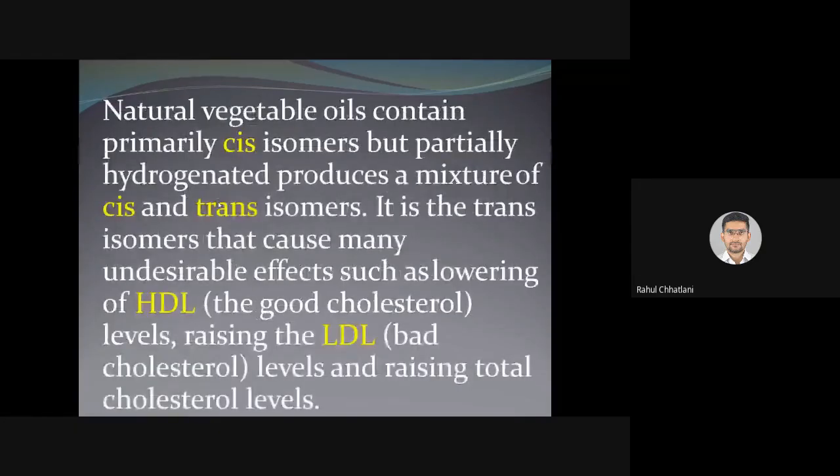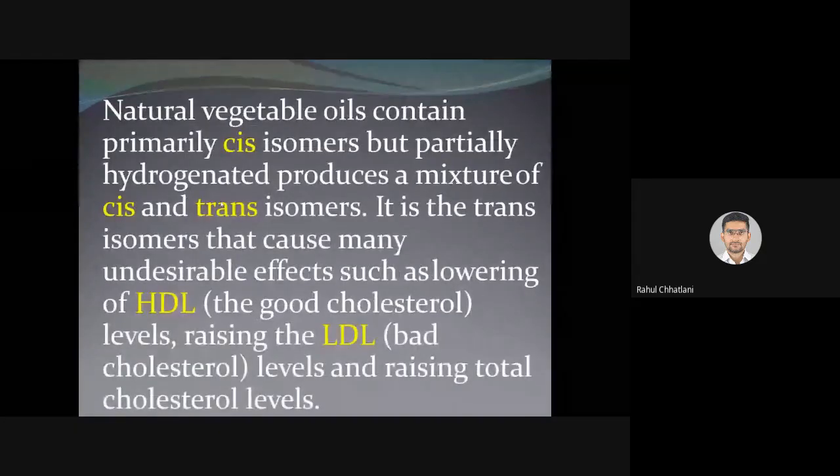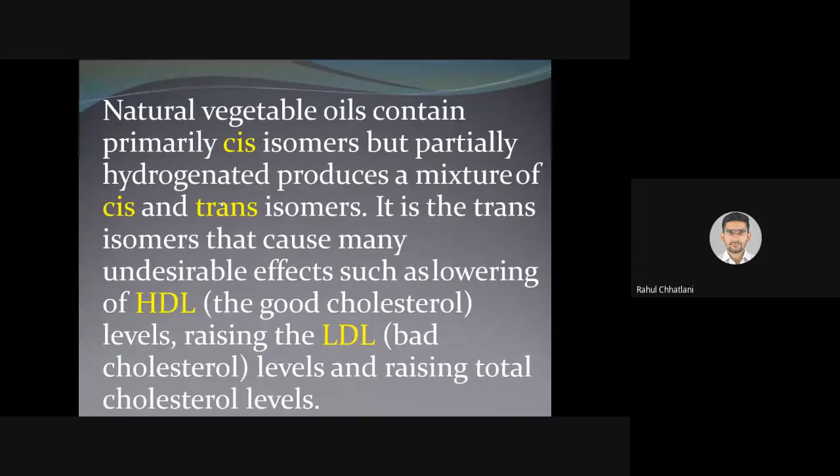Natural vegetable oils contain primarily cis isomers, but partially hydrogenated products are a mixture of cis and trans isomers. It is the trans isomer that causes the undesirable effects such as lowering of HDL, the good cholesterol, raising the LDL, that is bad cholesterol levels, and raising total cholesterol levels.